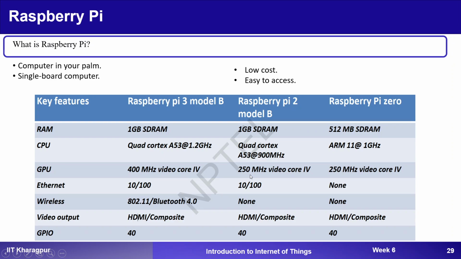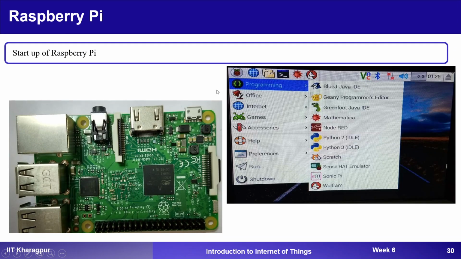Now to start, this is the picture of your Raspberry Pi. These are the various programs and programming languages that your Raspberry Pi can support. You can run Python, you can use Scratch, and these are the programs which are compatible with your Raspberry Pi.